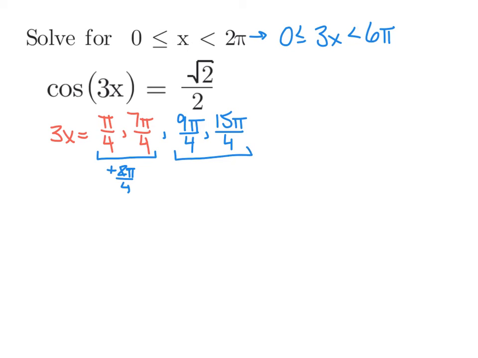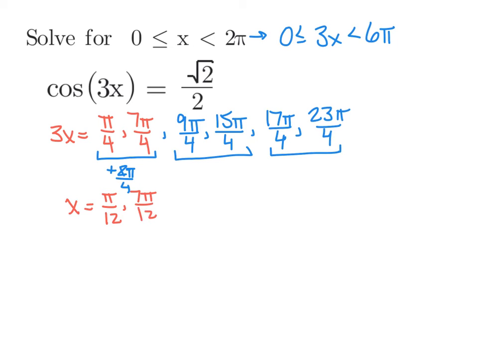And then we have to go around the circle again. This is the second time around. So we add that 8 pi over 4 one more time. So 9 plus 8 is 17 pi over 4. And 15 plus 8 is 23 pi over 4. So now we have our 1, 2, 3 trips around the circle. Once we've gone all 3 times around the circle, now we can divide each of our answers by 3, which will leave all of the numerators the same, but our denominators will turn to 12ths.